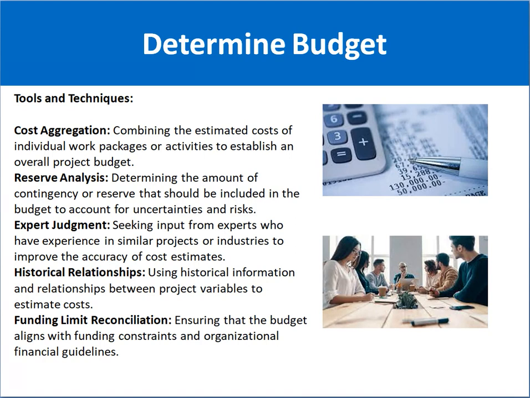So basically, cost aggregation means that we accumulate the cost of work packages so that overall we can calculate the budget of the project. Then reserve analysis determines the amount of contingency or reserve that should be included in the budget to account for uncertainties and risk. Reserve analysis means, friend, that for example you need $500. So what you can do is reserve, for example, $100 more, so that it can be used as well.